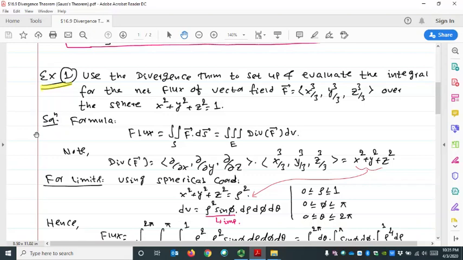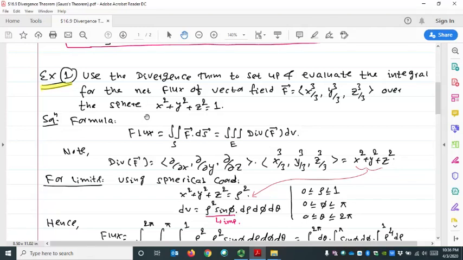So first the formula. The flux equals the surface integral of vector field F over surface S, and the divergence theorem converts the double integral to the triple integral. So the flux equals the triple integral over E of the divergence of vector field F dV. So let's compute the divergence of vector field F. The divergence of F equals the nabla operator dotted with the vector field F given. So you take a dot product and it gives you x squared plus y squared plus z squared.